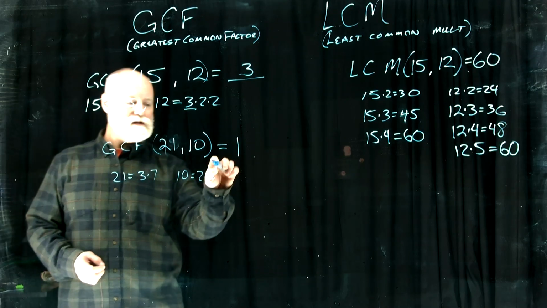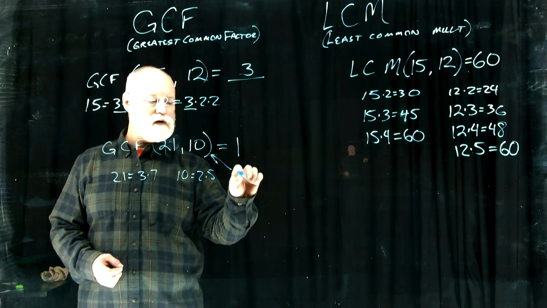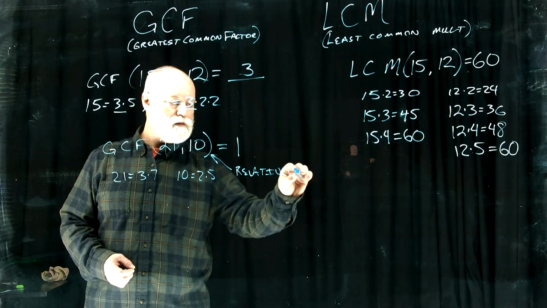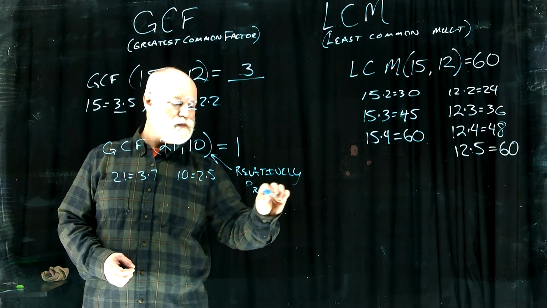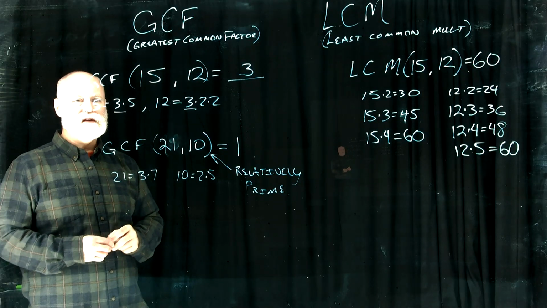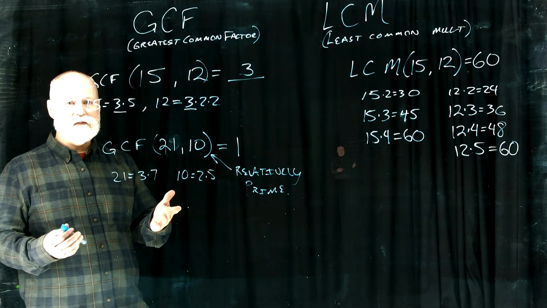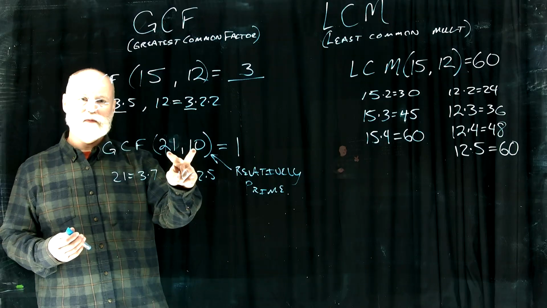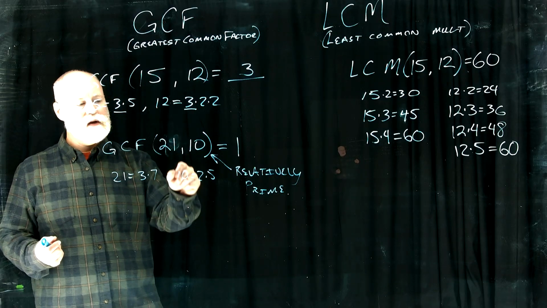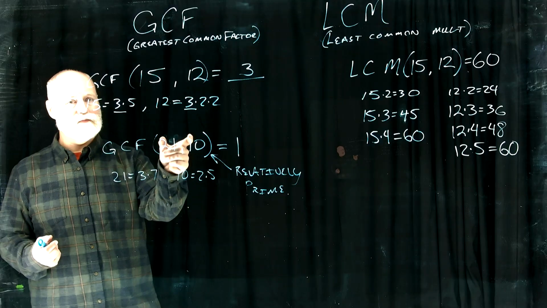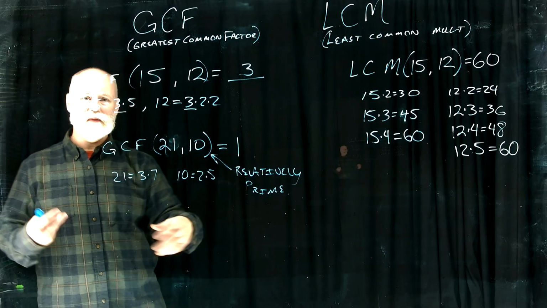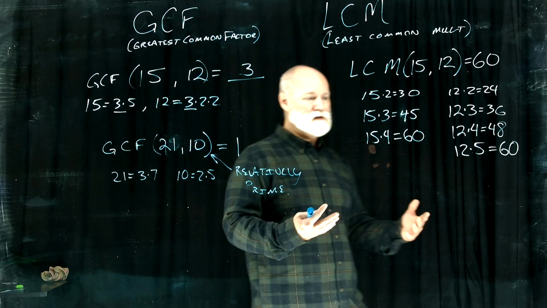Which means these two are what we call relatively prime. Okay? Meaning the only factor they have in common is 1. They're not prime numbers themselves. Prime number means that it's not divisible by anything other than 1. In this case, the only number that they are both divisible by is 1. So that makes them relatively prime, meaning there's nothing they share in common with each other.